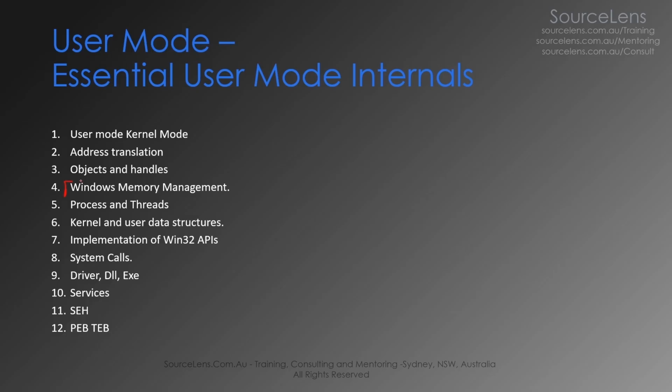Next is user mode memory management. Here what I want to discuss is the different types of allocations inside the user mode address space. What are the different APIs used to create those different types of memories?